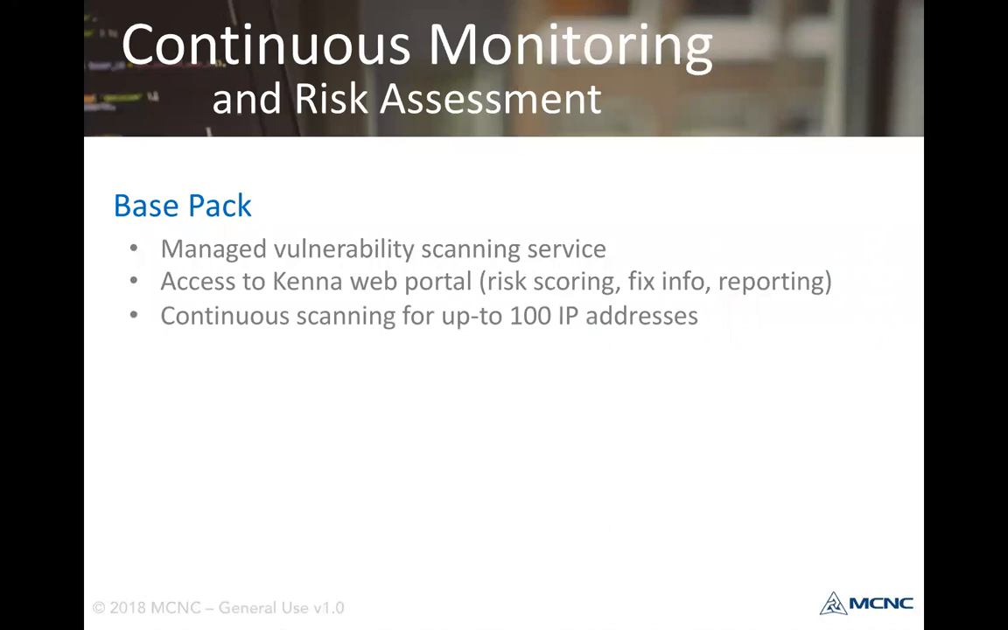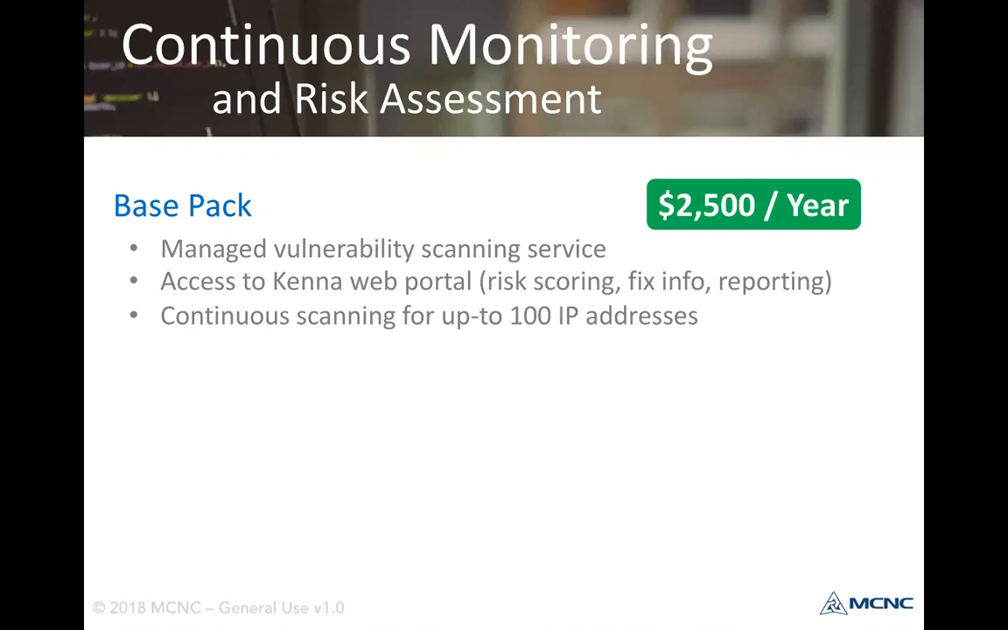We realize that there are customers who have many, many more IPs on their perimeter than 100, but a good chunk of the customer base that we serve has fewer than 100. So for most folks, the base pack will be all you need in the initial scanning stages for your external network perimeter. So the cost for the base pack is $2,500 per year. So that gets you everything that you see on the screen there.